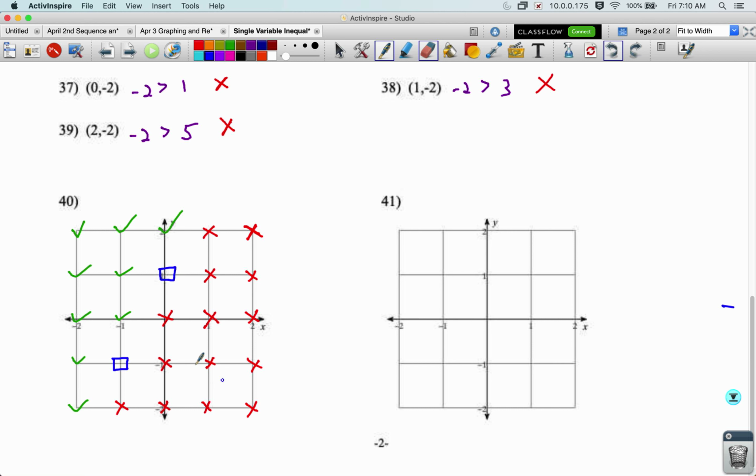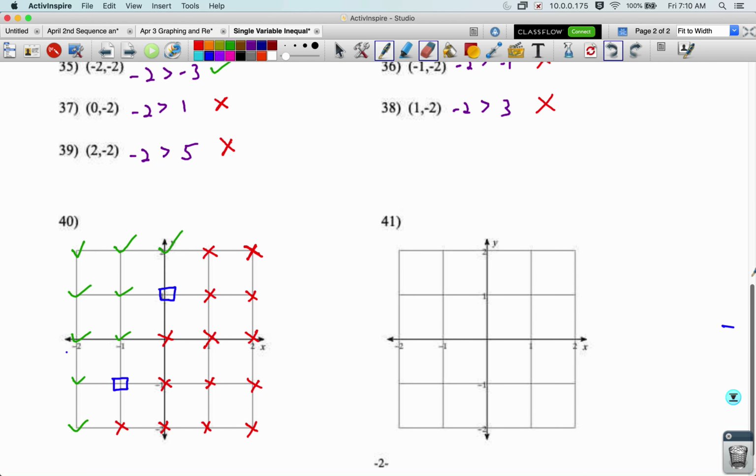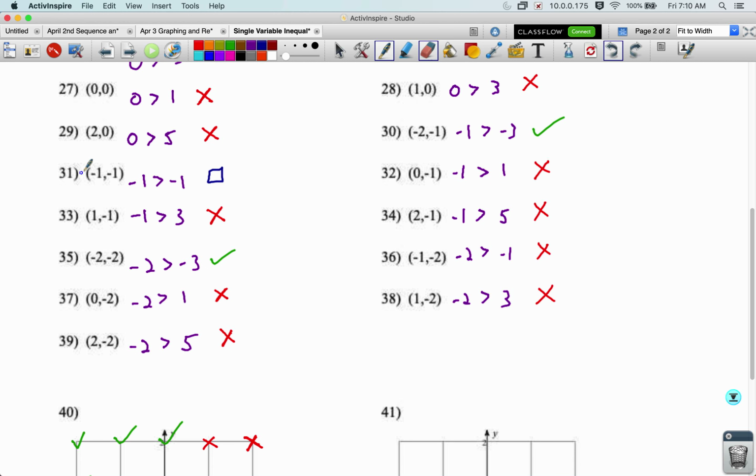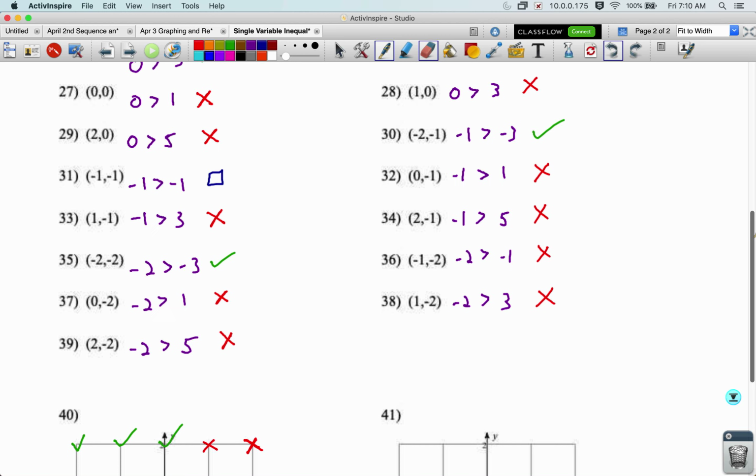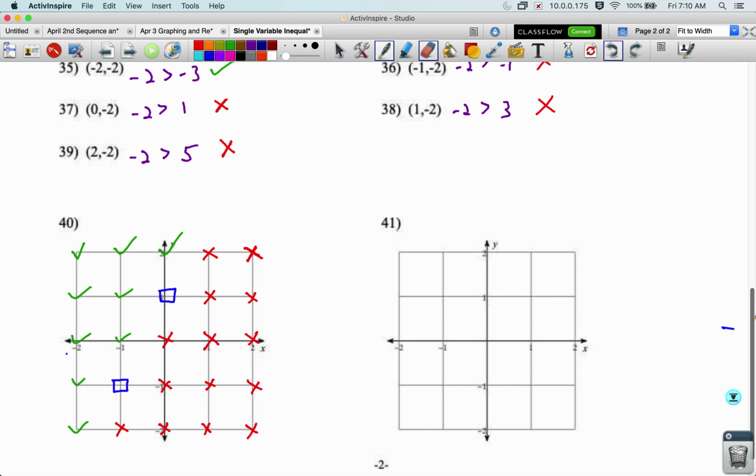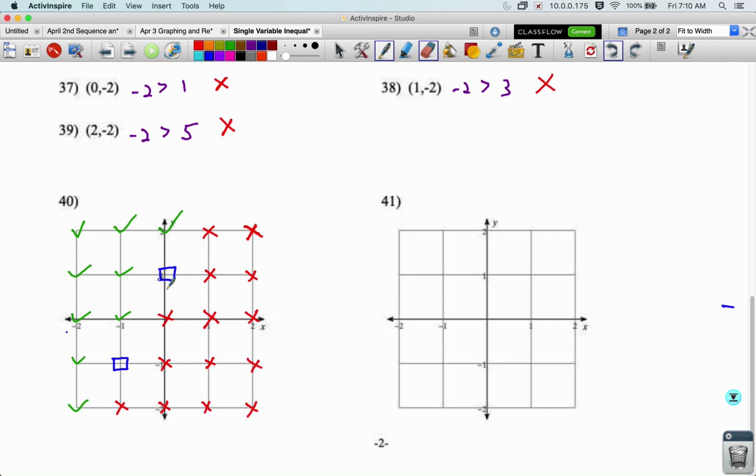When we plot them all, we see that there's a pretty clear divide between the points that made the inequality true and the points that made the inequality false. Right in that boundary, we find those points that were still technically false, but very close to being true. The other one was -1 comma -1. When we plugged it in, it gave us -1 is greater than -1. That's technically false, but it's very close to being true. So that's why that got the other box right there.